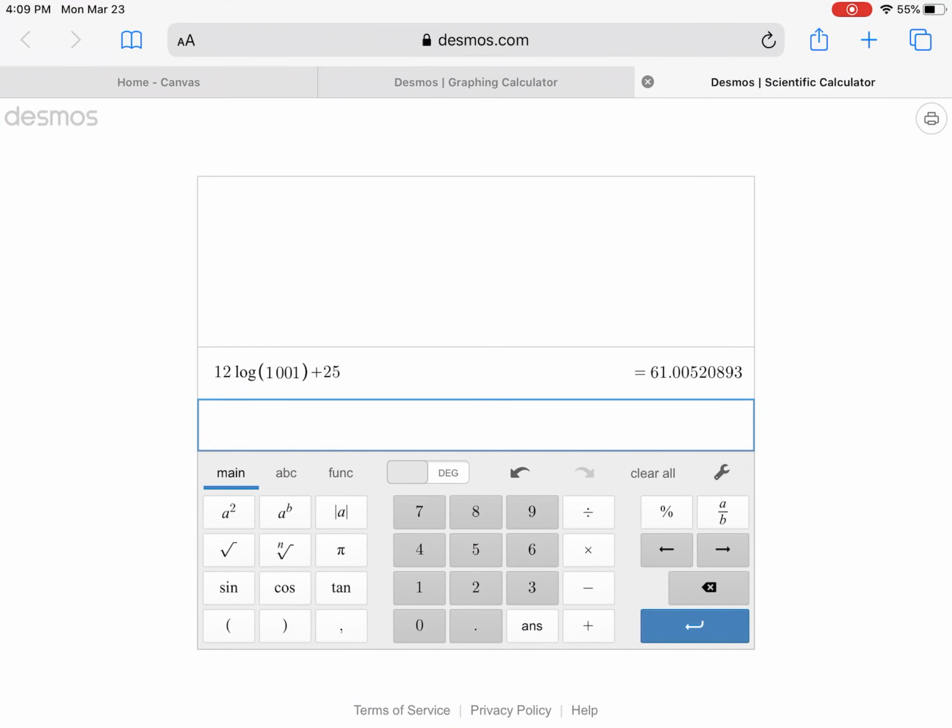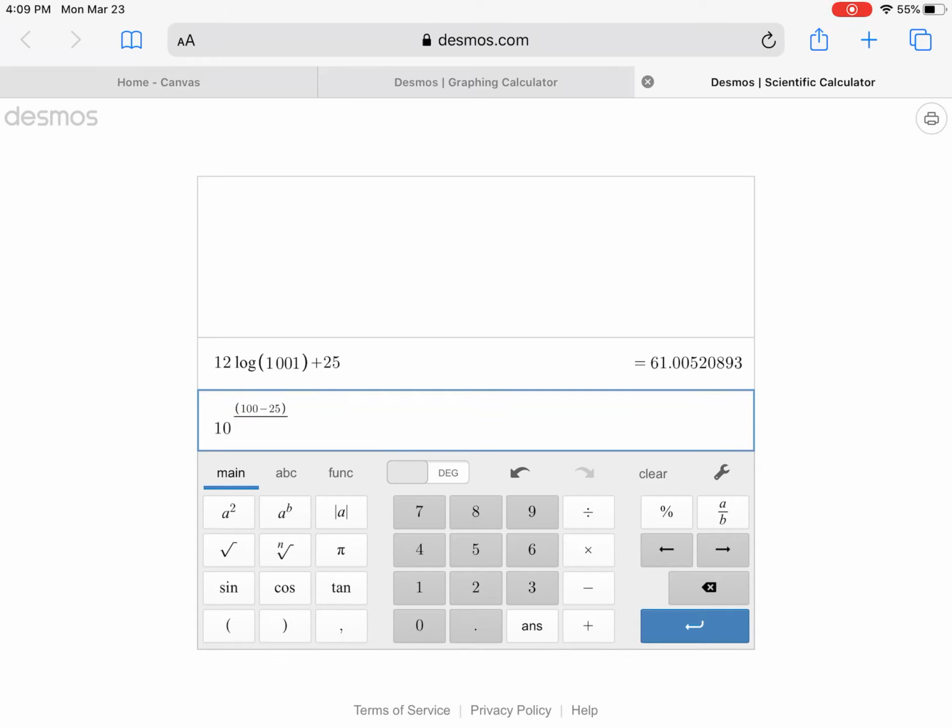So here we will get 10 raised to the exponent. Now, because I'm dealing with a fraction in my exponent, for Desmos specifically, I always like to use parentheses. So my numerator is going to be 100 minus 25, close my parentheses, then hit my division sign, and that will make my fraction. Divided by 12, then I'm going to hit my arrow over here so I get out of my exponent, then I subtract 1. And here is my answer.